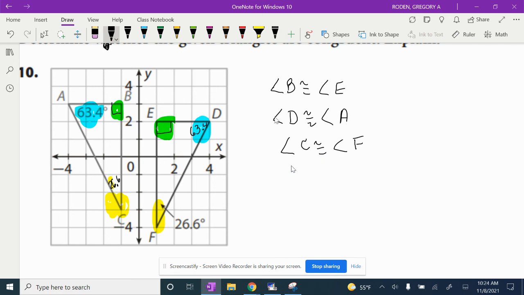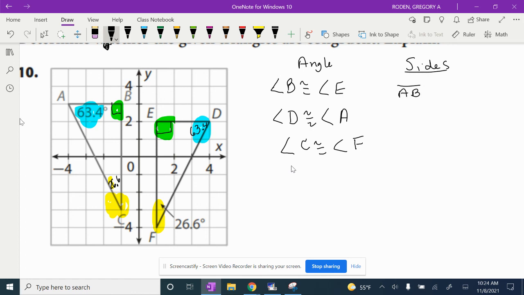Are we able to say that these two triangles are congruent, guys? No, we're not, because we only have the angle information. In order to prove two triangles are congruent, at this point, we have to talk about the sides. You guys understand that? Okay, so let's talk about AB.